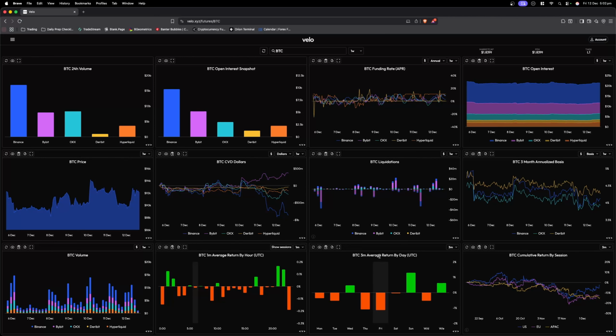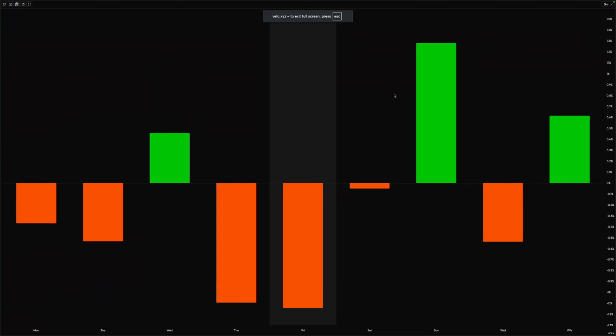What I'm most interested in here is a BTC 3-month average return by day. So we just full screen that. We can see statistically for the past 3 months, Sunday has been the best performing day. So we have been getting those sort of weekend Sunday scam pumps in NY session, and generally they sell off into the Monday, which you can see here. But Friday has actually statistically been the worst performing day.